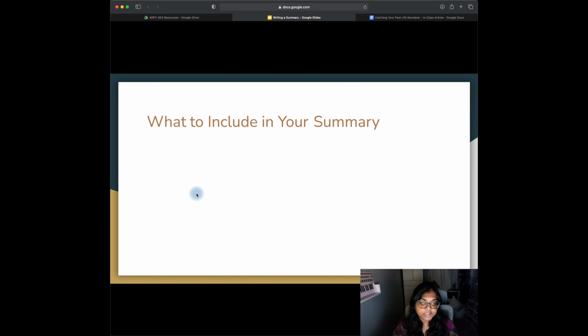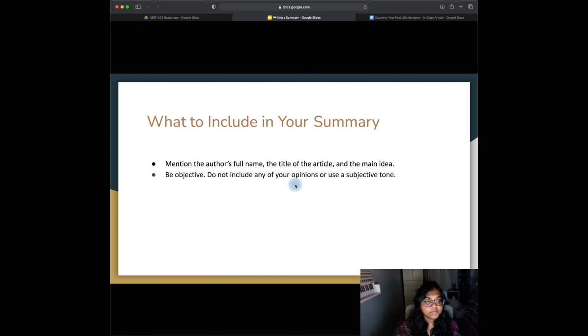So here are some things that you should include in your summary. First, you want to mention the author's full name, the title of the article, and the main idea. Then you want to be objective. So do not include your opinions or use a subjective tone. Don't write what you think about the author's ideas or judge the author's ideas or anything of the sort. In a summary, you're mostly reporting on what the author said, so your summary should be more objective.